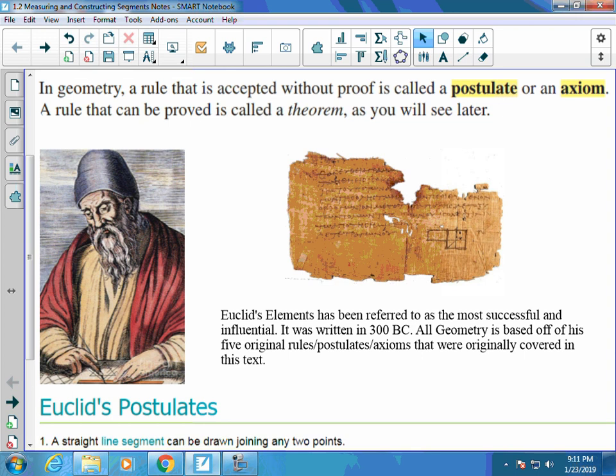It was written back in about 300 BC, and what Euclid did was he based all of the geometry that he tried to explain to people off of 5 original rules, postulates, axioms, whatever you want to call them, and everything else was built off of those 5 original principles. Then through the process of using logic, he was able to prove everything else we know about geometry, basically to what we know about geometry today.